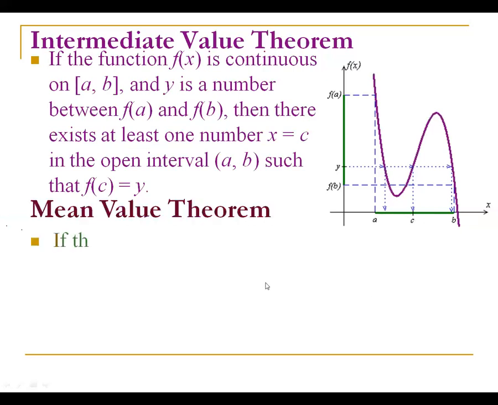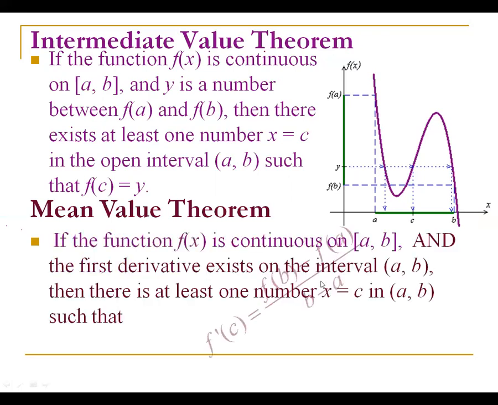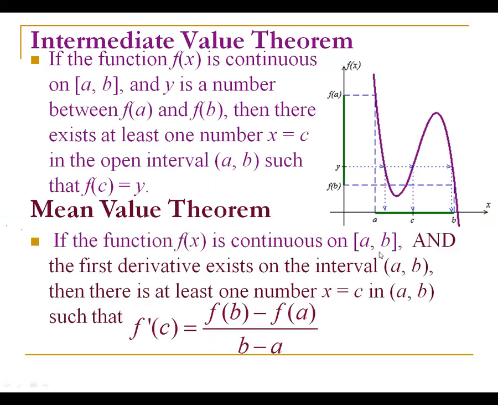The mean value theorem says that if the function is continuous on the closed interval and differentiable on the open interval a to b, there's at least one number c such that f prime of c equals f of b minus f of a all over b minus a. What's that basically saying? That the mean value theorem guarantees that the slope of the tangent line would be equal to the slope of the secant line through the endpoints for at least one value on the interval that's between the endpoints.